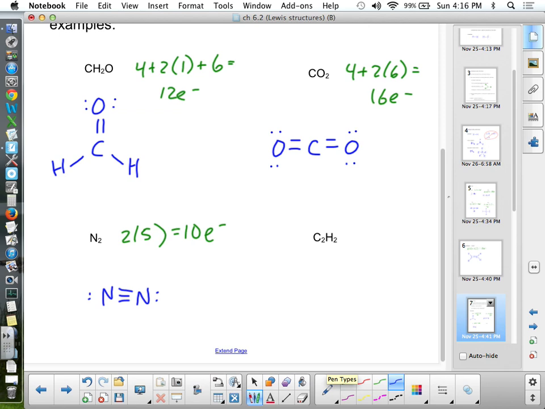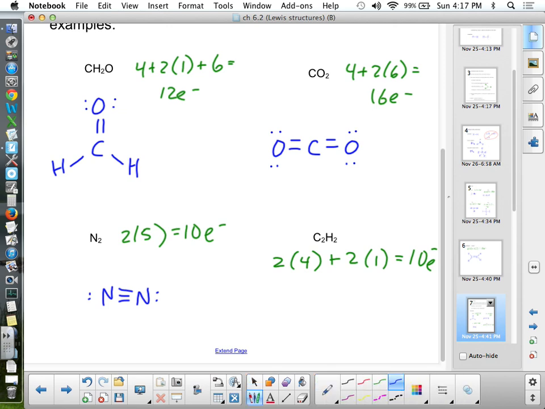The last example, C2H2, is acetylene. Why don't you pause the video, pick up your pencil, and see if you can solve the Lewis structure of that. All right, each of the 2 carbons has 4 valence electrons, each of the 2 hydrogens has 1. 2 times 4 is 8, plus 2 is 10 electrons.